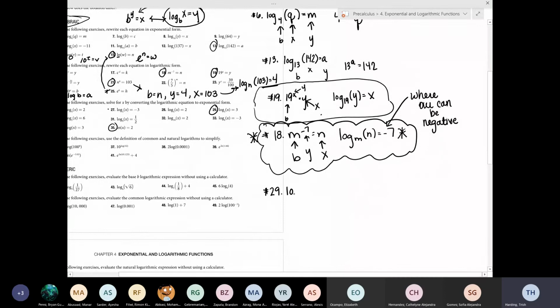Number 29, log base 3 of x equals 3. Remember, this is b, and this is y. That gives us 3 to the 3 equals x. So what would x equal? 27? So that means that log base 3 of 27 equals 3.